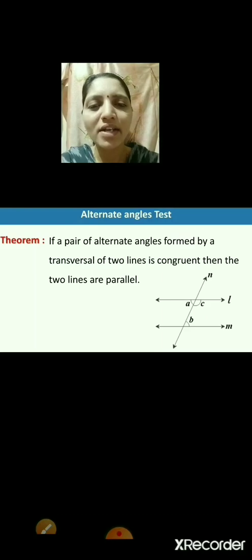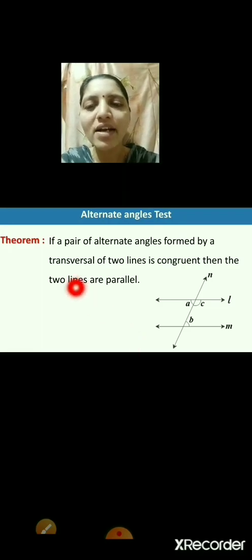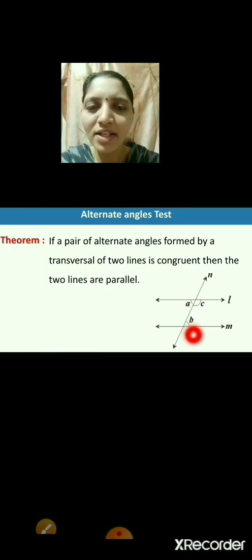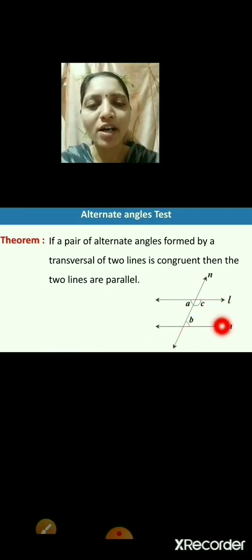Now let's understand the alternate angles test. I told you tests are nothing but the converse of the theorems. So it is called as converse of alternate angles theorem, which states that if a pair of alternate angles formed by a transversal of two lines is congruent, then the two lines are parallel. Now in alternate angles theorem, the two lines are already given parallel and you have to show that the alternate angles are congruent. Now here the alternate angles are given as congruent angles and you have to show that line L is parallel to line M.